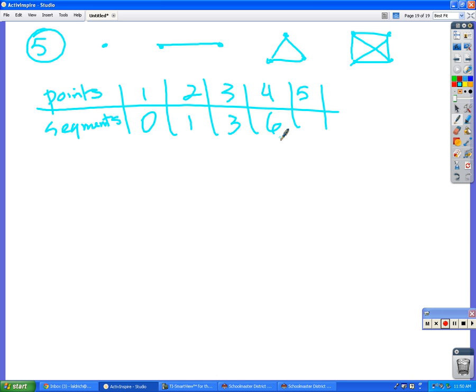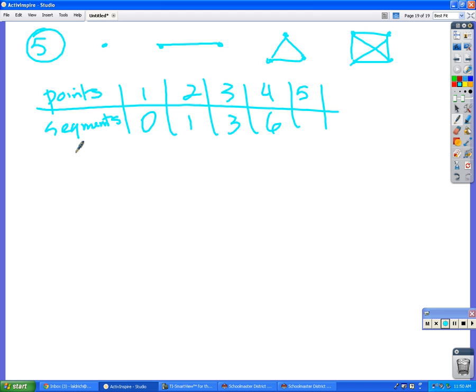Do you recognize these numbers? Yes? No? The difference is going up by 1 each time. What are these numbers here called? Do you remember? Triangular numbers. This one is 1, this one is 3, and that one is 6, and so forth. So this is going to relate to the handshake problem that we did yesterday.